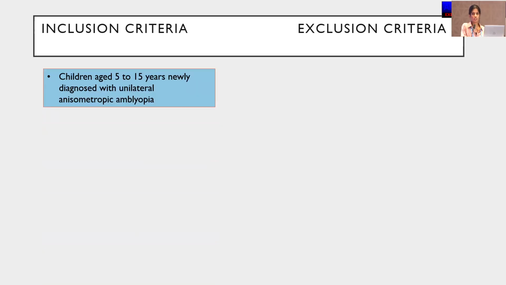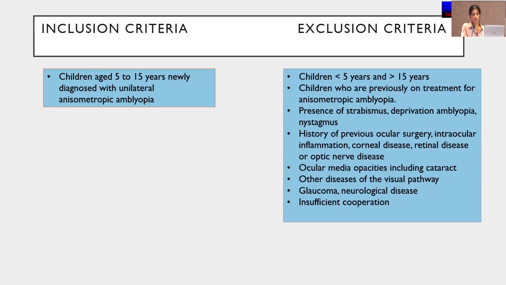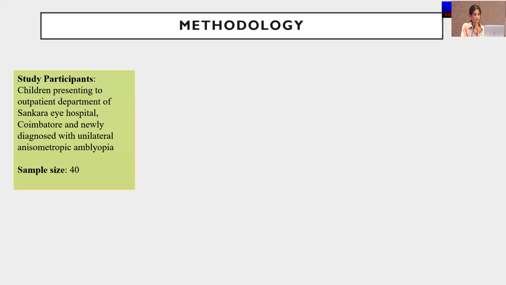So we included children between the age 5 to 15 years and newly diagnosed cases of unilateral and isometropic amblyopes, and we excluded children who are less than 5 years and more than 15 years, who are already on treatment, anisometropic amblyopia and any other causes for amblyopia, any other previous ocular surgeries, media opacities like cataract, any other diseases, and uncooperative patients were excluded from our study.